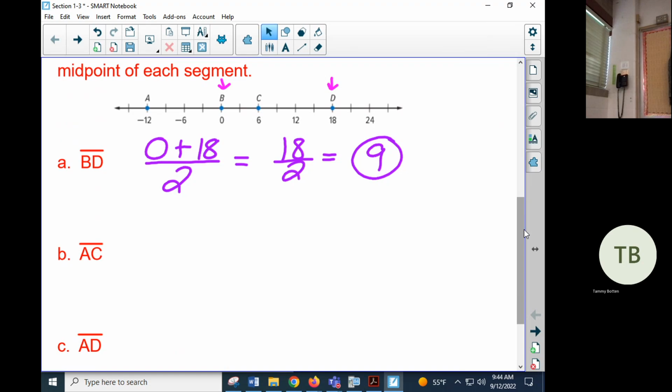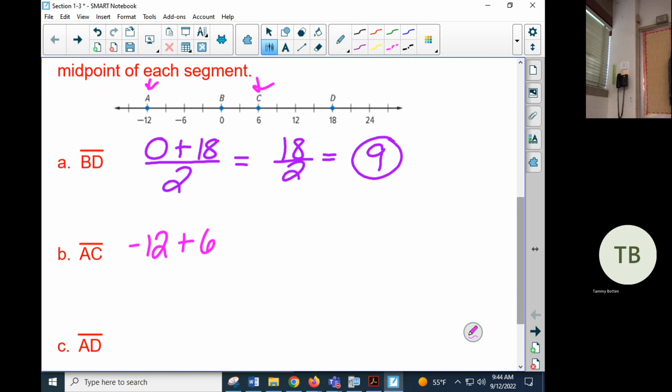Now between A and C, here's A, here's C, okay? A is -12, C is 6, and we need to divide that by 2. What is -12 plus 6? -6. And then you're gonna put that over 2. And -6 divided by 2 is -3.